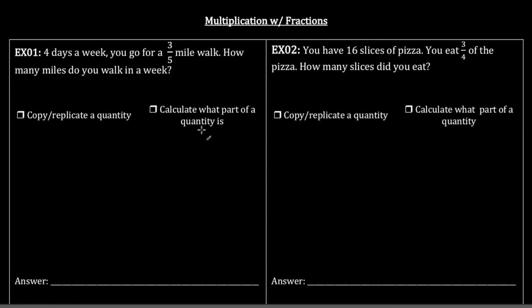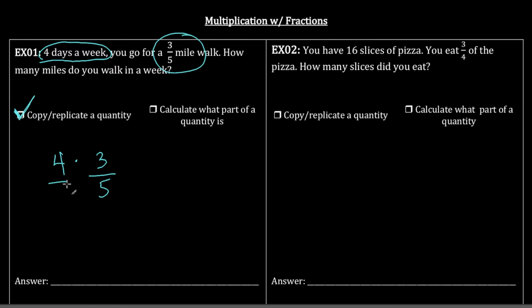This is the new one. You're going to multiply with fractions if you want part of something. I will explain. So 4 days a week you go for a 3/5 mile walk. How many miles do you walk in a week? In this problem, we are going to just keep copying. For 4 days, I am copying 3/5 of a mile. So it's 4, and I'm going to times 3/5.